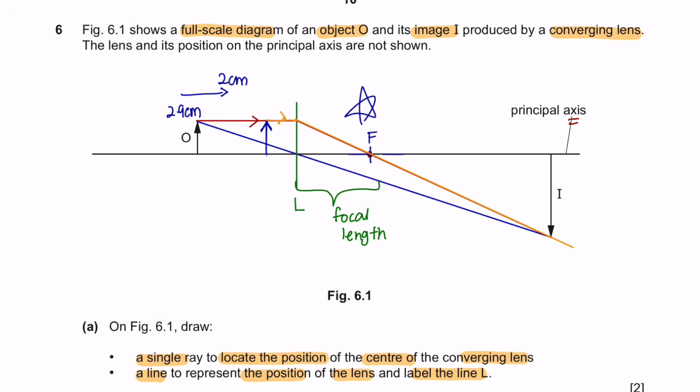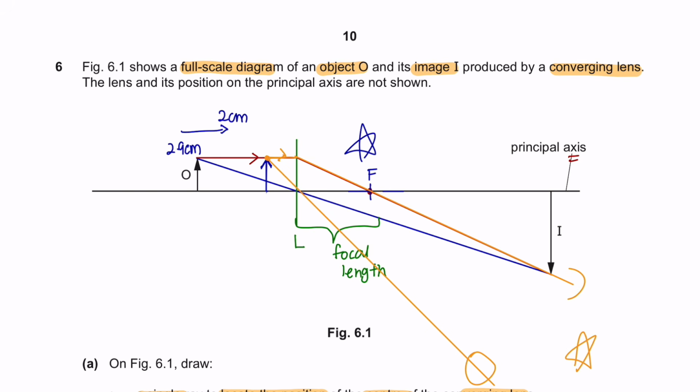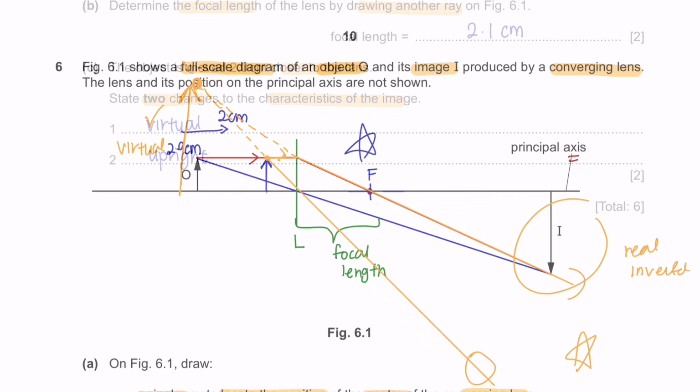And the second line would be from the tip of the object towards the center of the lens, and we will just extend the line. As you can see, these two lines do not intercept over here. But we can backtrack this line and we will see that the image falls somewhere behind over here. So this means that the image is virtual and it is upright. The image previously was real and inverted. That's how different it would be.